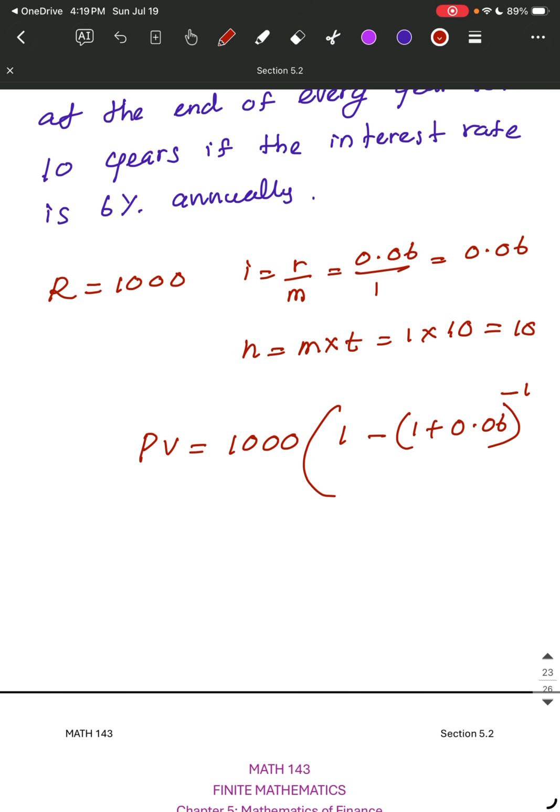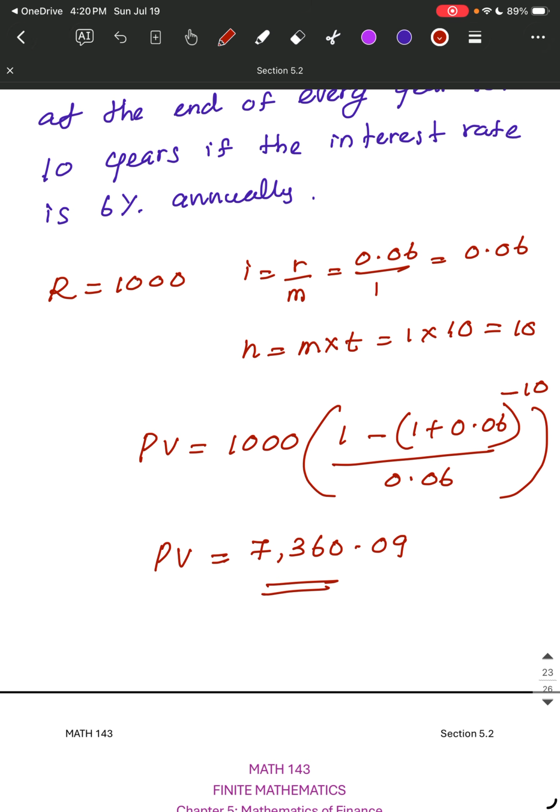The present value is $7,360.09. Therefore, the present value of those 10 future payments would be $7,360.09.